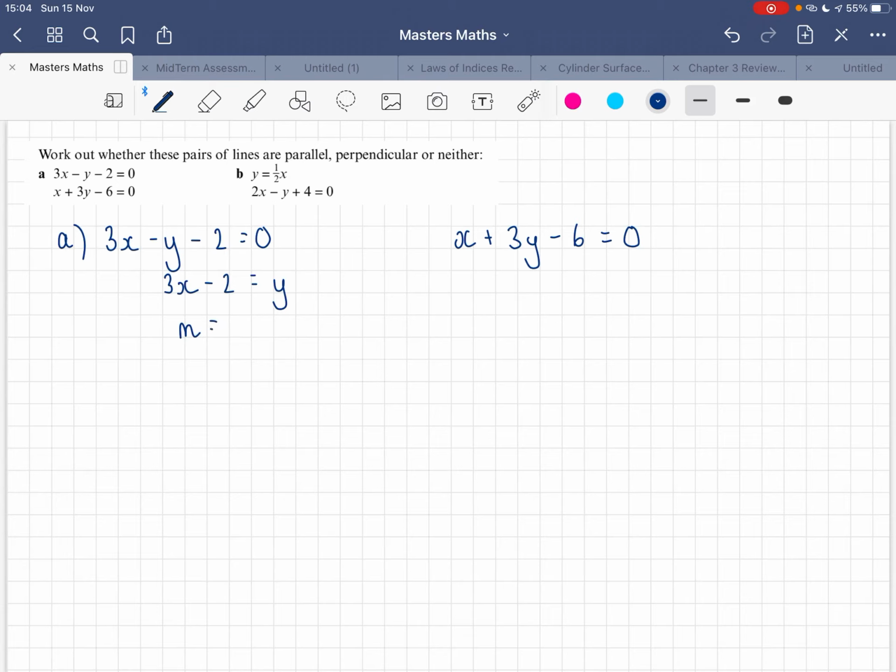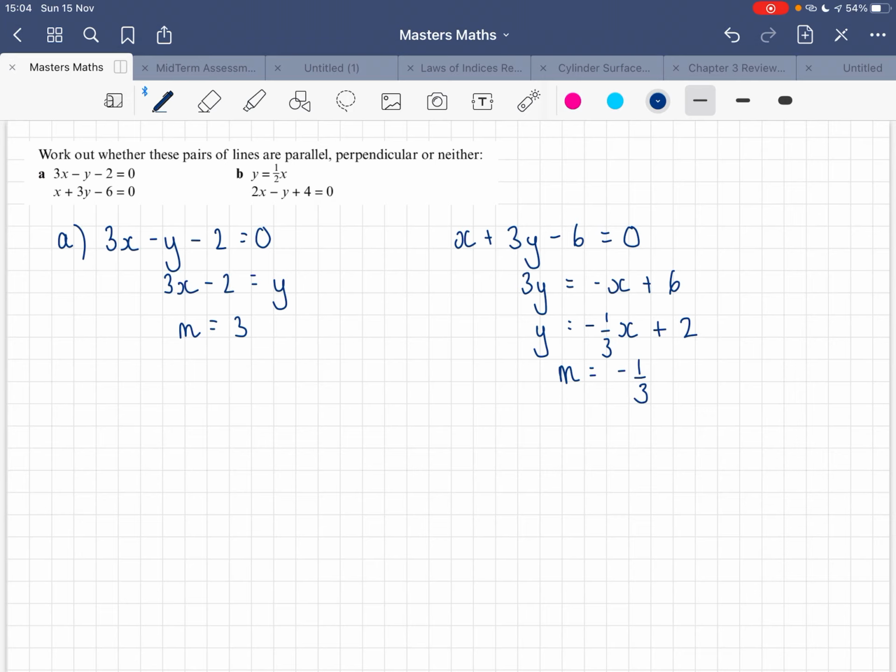So the gradient of this one is 3. Nice and straightforward. This one, I'm going to subtract the x and add the 6 to keep the y positive. So I get 3y is -x plus 6. I'm then going to divide everything by 3, so I get y equals negative a third x plus 2. So my gradient is negative a third.